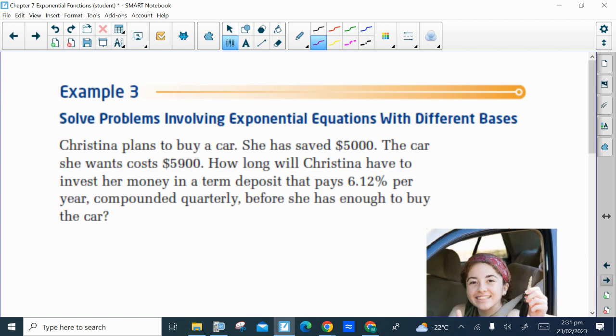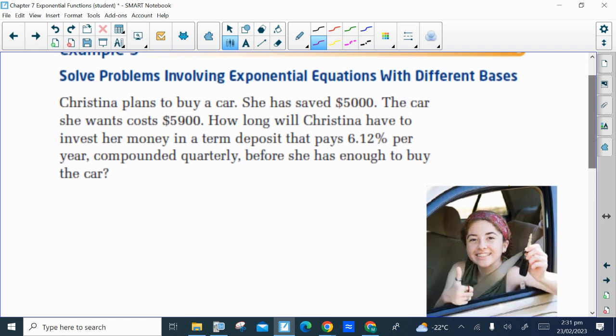So again, once we get into chapter 8, we will see how we can solve these algebraically so we can get an exact answer using logarithms. But for now, we use our graphing calculator, so we are getting an approximate solution.